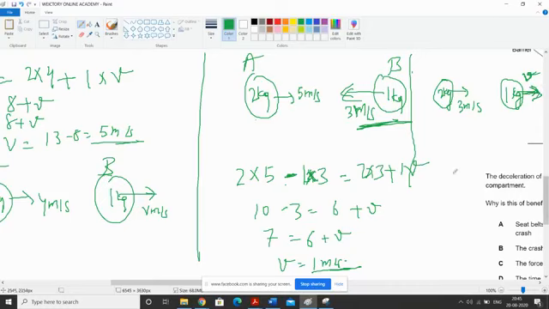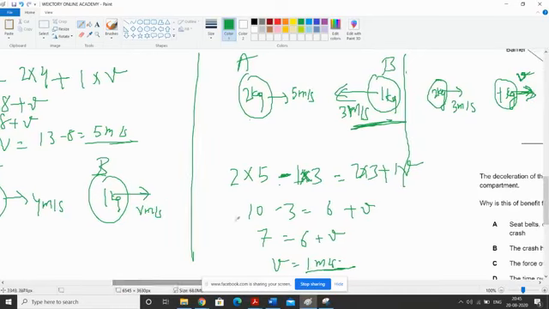So it's moving towards right with 1 meter per second. If this value would have got negative, it means the answer magnitude would have been correct, but the direction would have been negative, like it would have moved towards left. But right now, as we are getting positive value, it means it's going towards right. So that's how we do momentum question.